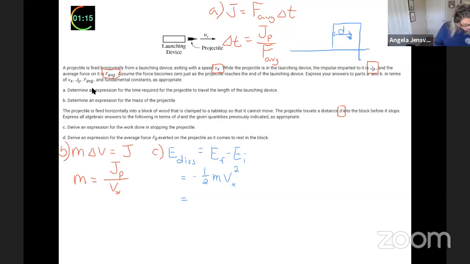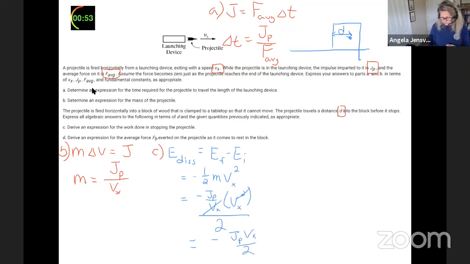So it would be negative Jp over Vx times Vx squared all over 2, right? Okay, so then one of these is going to cancel, and we get negative JpVx over 2. That's how much energy was dissipated when the projectile went embedded into the block.